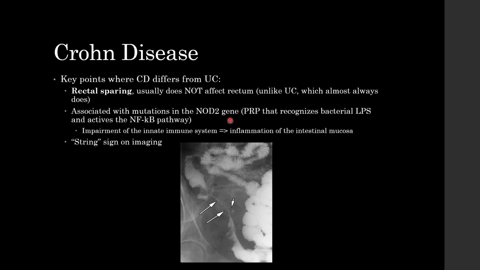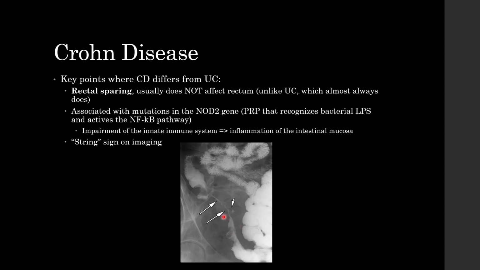So NOD2, remember that this encodes for the PRP that recognizes bacterial LPS, and it'll activate the NF-kappa B pathway. And this is what's going to cause the impairment of the innate immune system, and you're going to get just this haywiring of inflammation in the intestinal mucosa, which then leads to Crohn's disease.